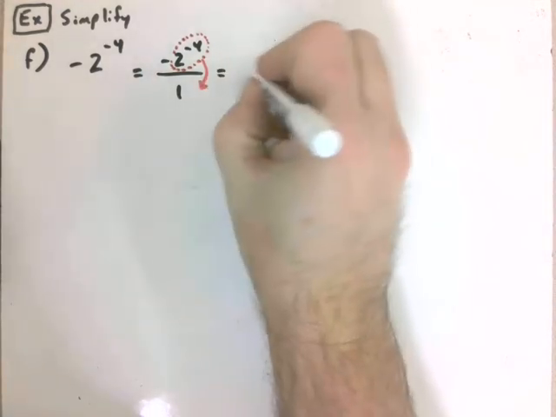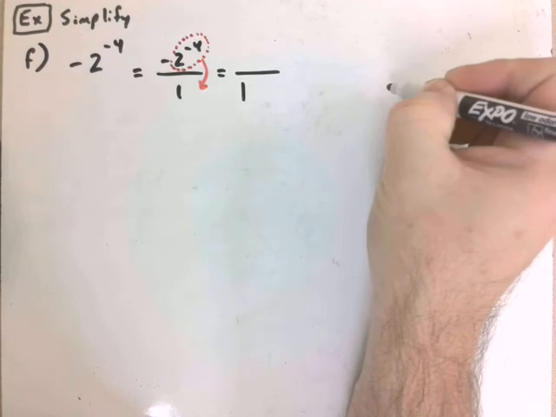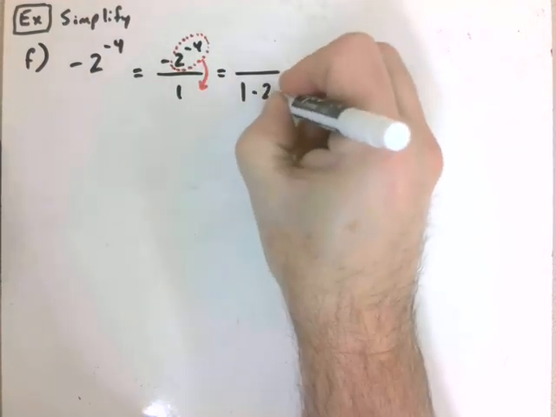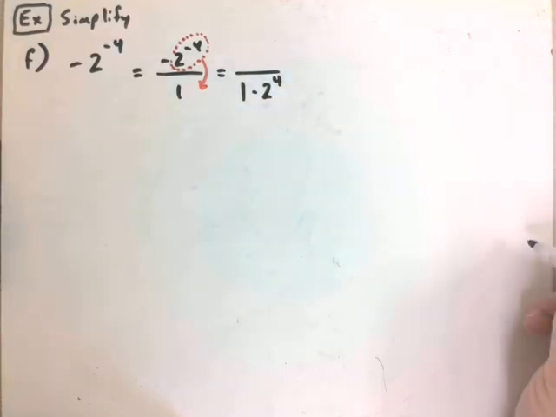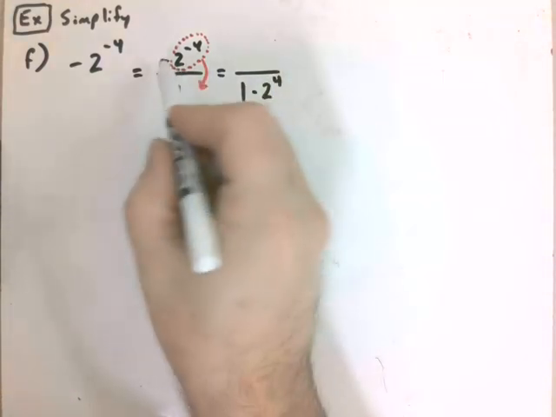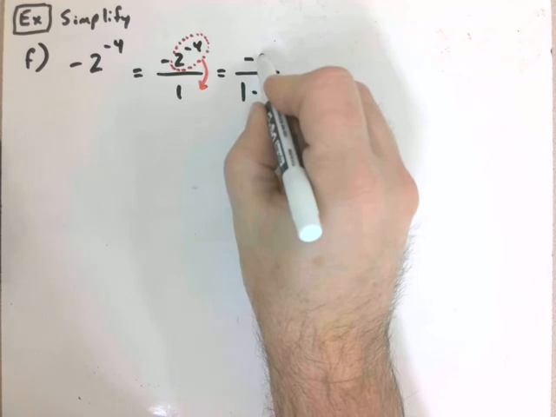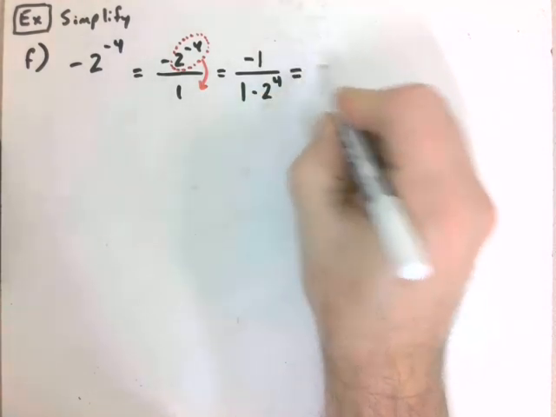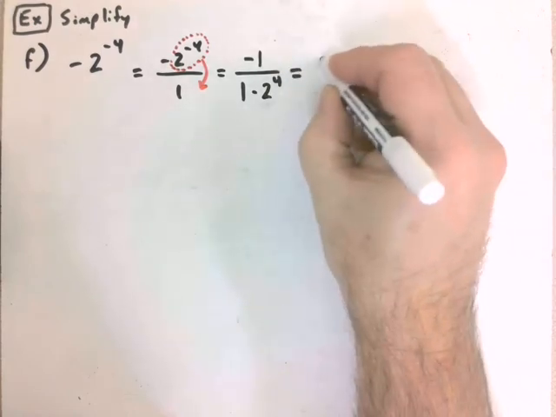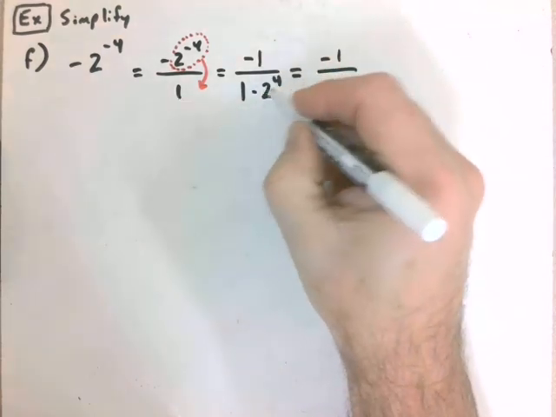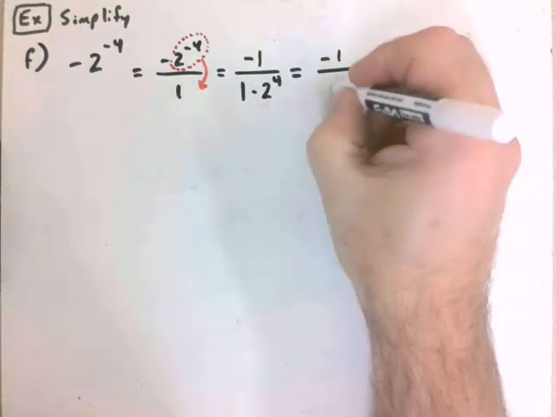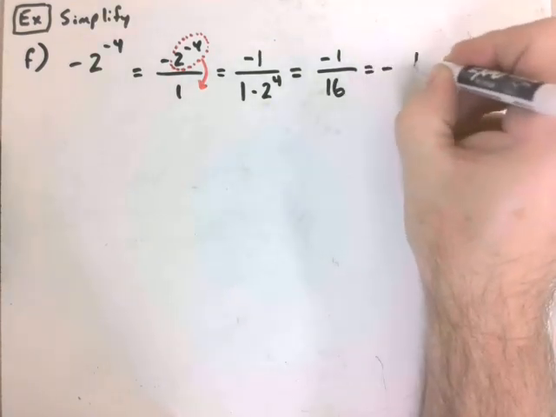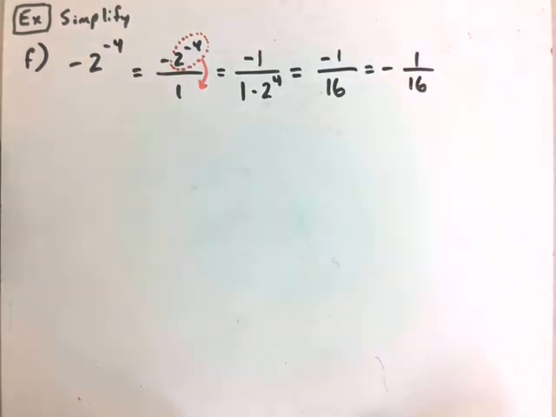So we had a 1 on the bottom. I'm going to take this 2 to the -4 power, and I'm going to move that to the bottom, making the exponent positive. What is left in the top is a negative with no number, so we can put a 1 up there in the top. So for our final answer, you would have a -1 over 1 times 2 to the 4th. 2 to the 4th is 16. So -1 over 16, or if you wanted to, you could bring that negative in front also.